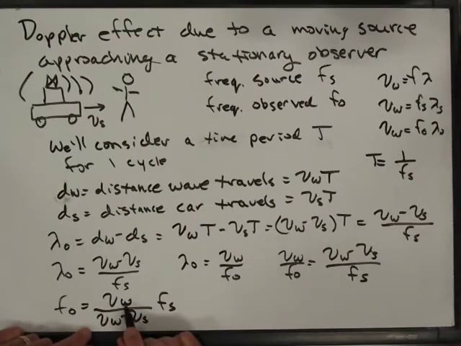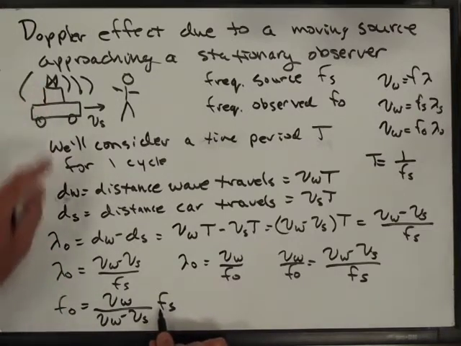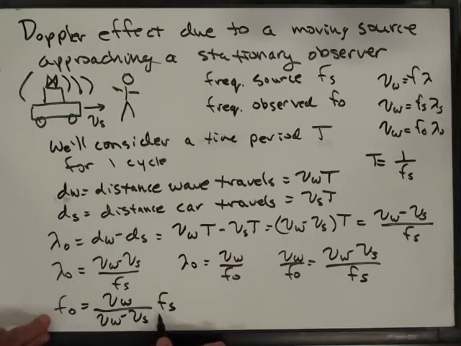And so if I know the velocity of the wave and the velocity of the source, in other words, what's the speed of sound, what's the speed of my car, then I can just multiply that by whatever the frequency my car plays, and I know what the observer will hear. And so I'll do a couple of examples of this.